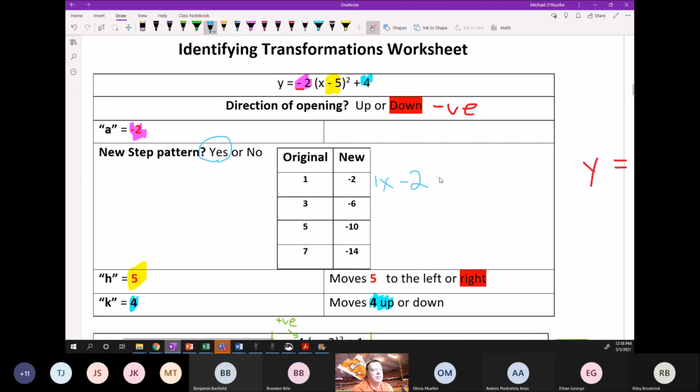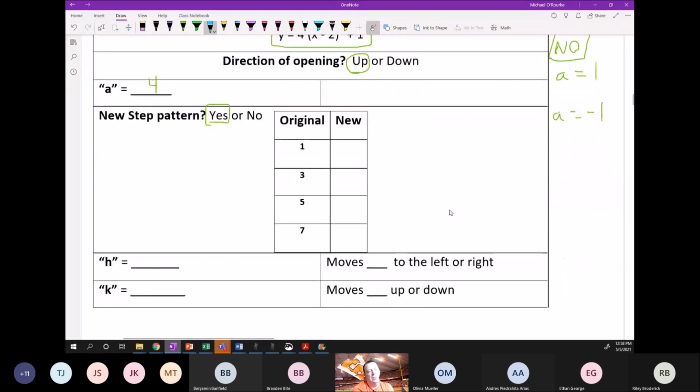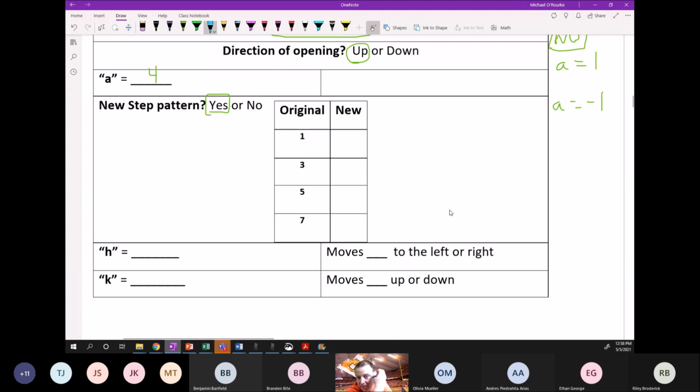Right, this was 1 times -2 equals -2. This is 3 times -2 equals -6. Multiply the original pattern by the A value. Good. So this is 1 times 4, 4. Right? 3 times 4 would equal 12. 5 times 4, 20. And this would be 28. Good.